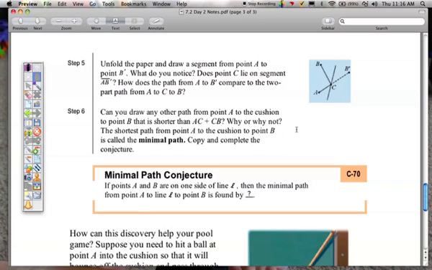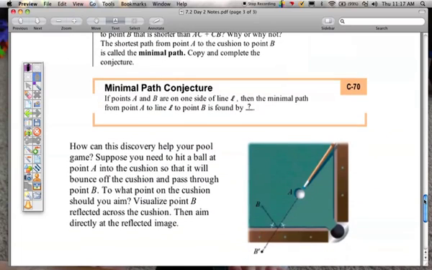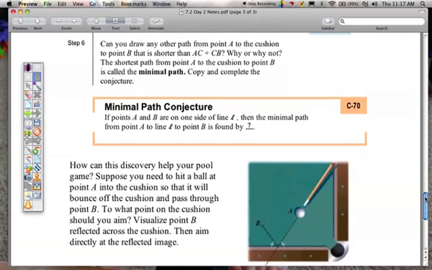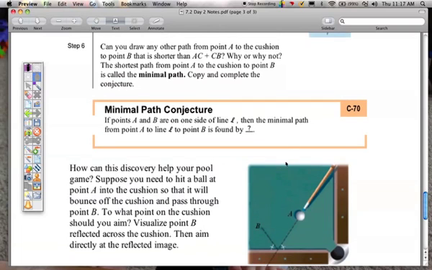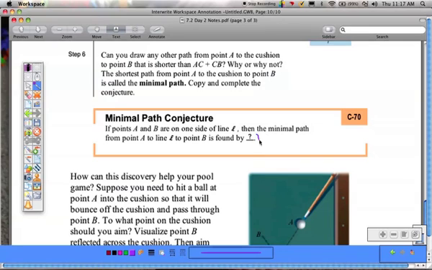Step 6, can you draw any other path from point A to the cushion that is shorter? Why or why not? The shortest path from A to the cushion to point B is called the minimal path. Copy and complete the conjecture. So if points A and B are on one side of L, then the minimal path from point A to a line L to point B is found by, and here's what we're going to fill out, it's found by visualizing point B reflected across your mirror line.